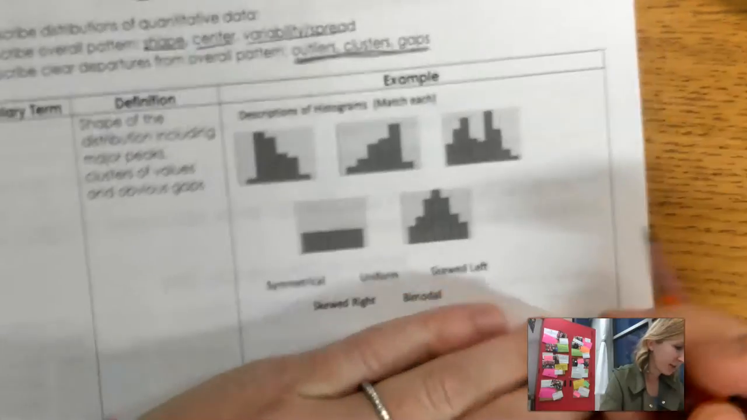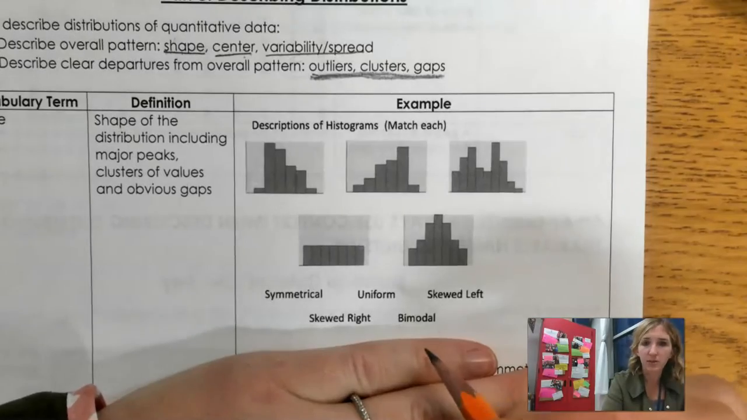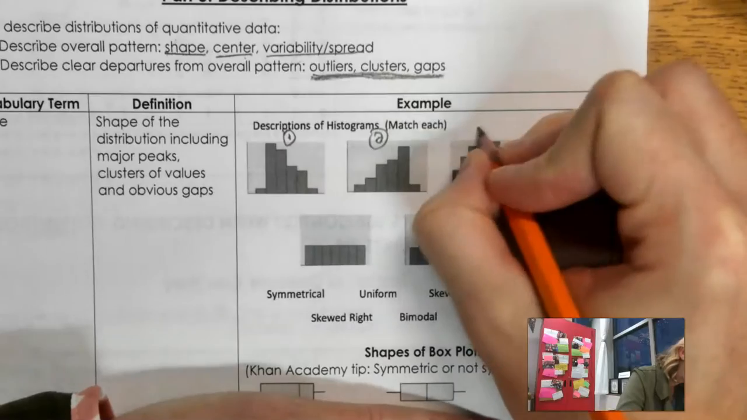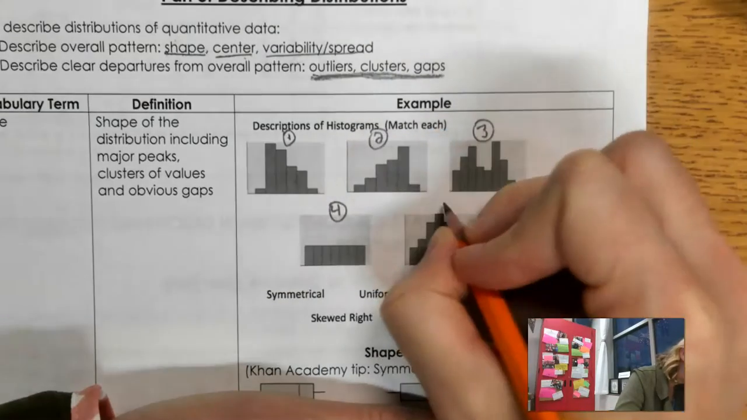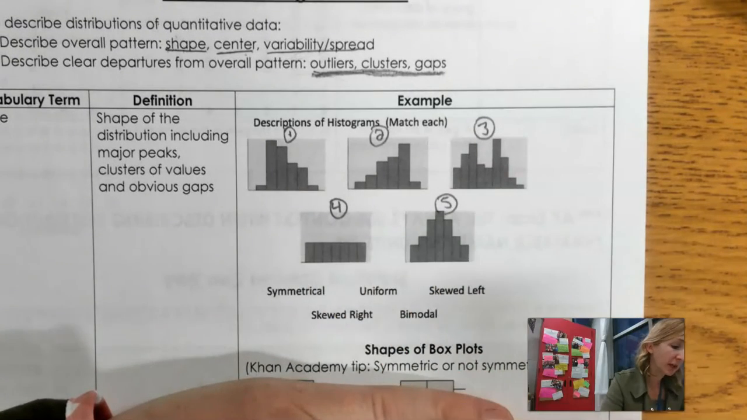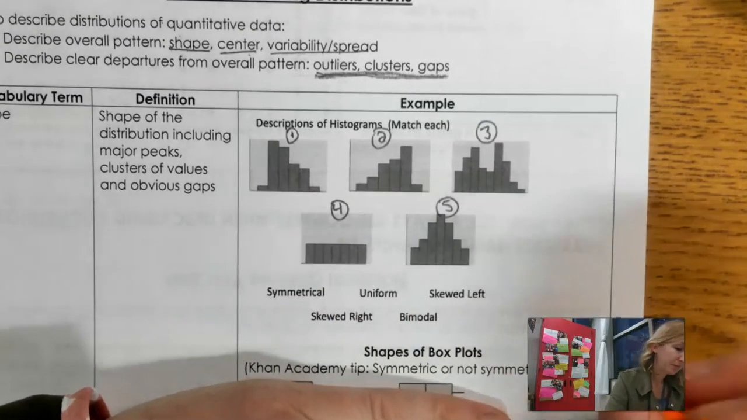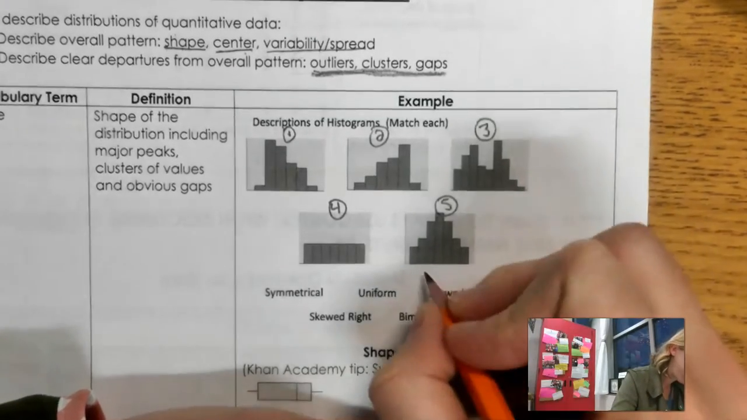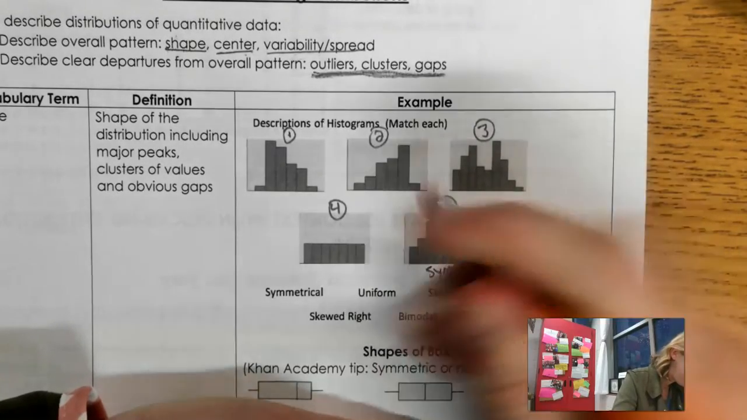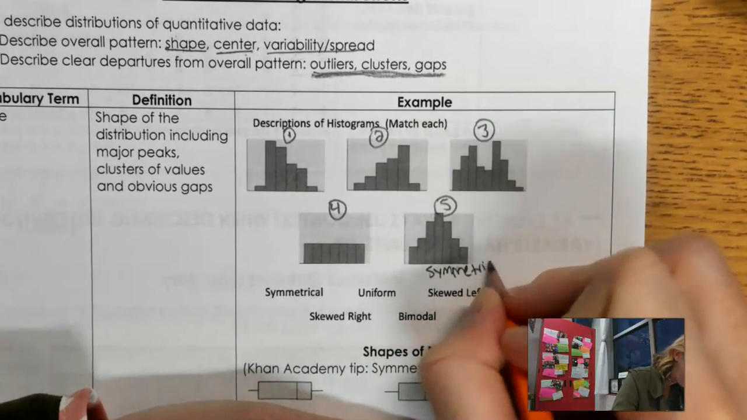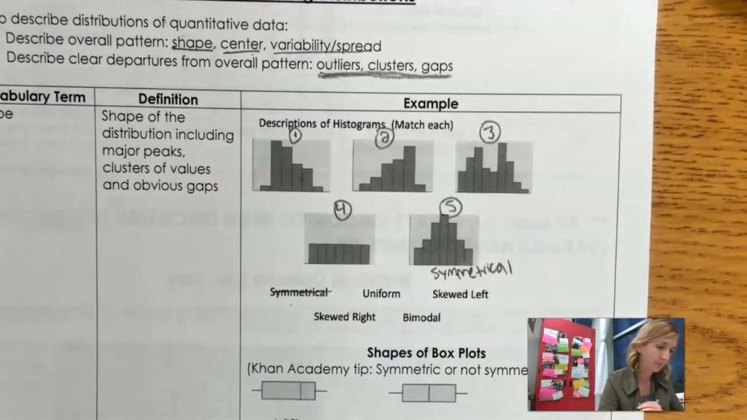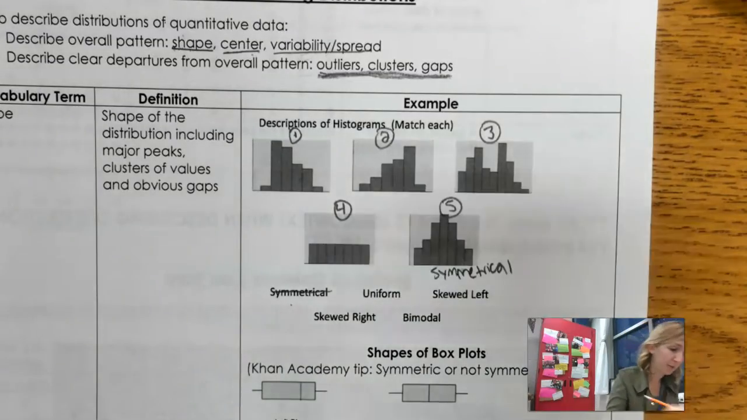All right, so looking at this, I want you to pick which one you think is the, let me go ahead and number these so you can answer the question on Edpuzzle. All right, which one, 1, 2, 3, 4, or 5, do you think is symmetrical? All right, I hope you said 5. All right, which one do you think is uniform? All right, I hope you said 4.